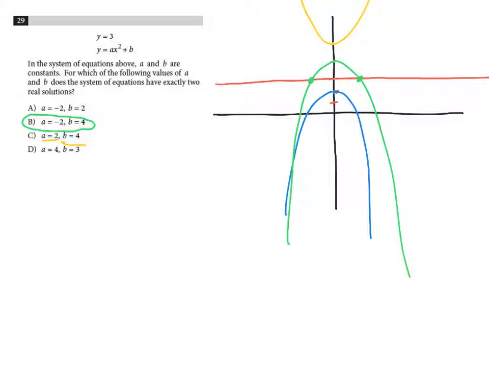And finally, on our last one here, we're shifting the parabola up 3 units, and then we're opening up. Well, if we shift it up 3 units, it's going to be here and go up. That's going to have 1 solution. So our answer is B.